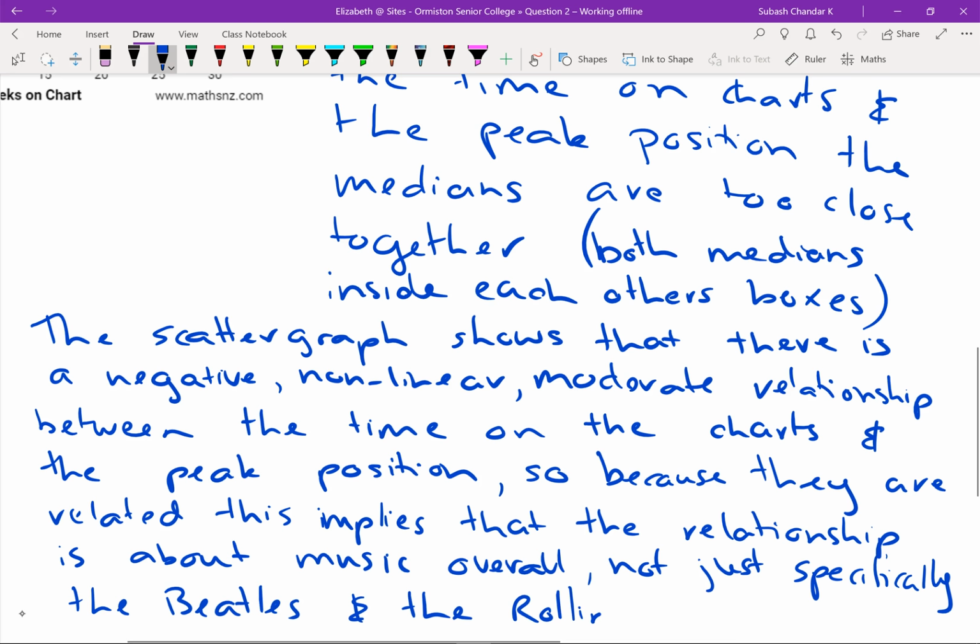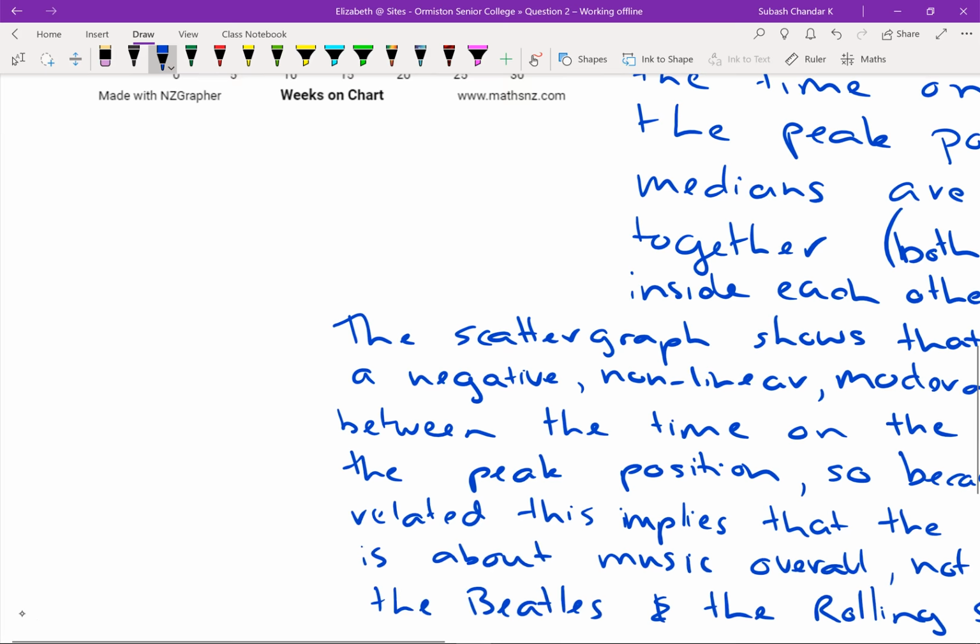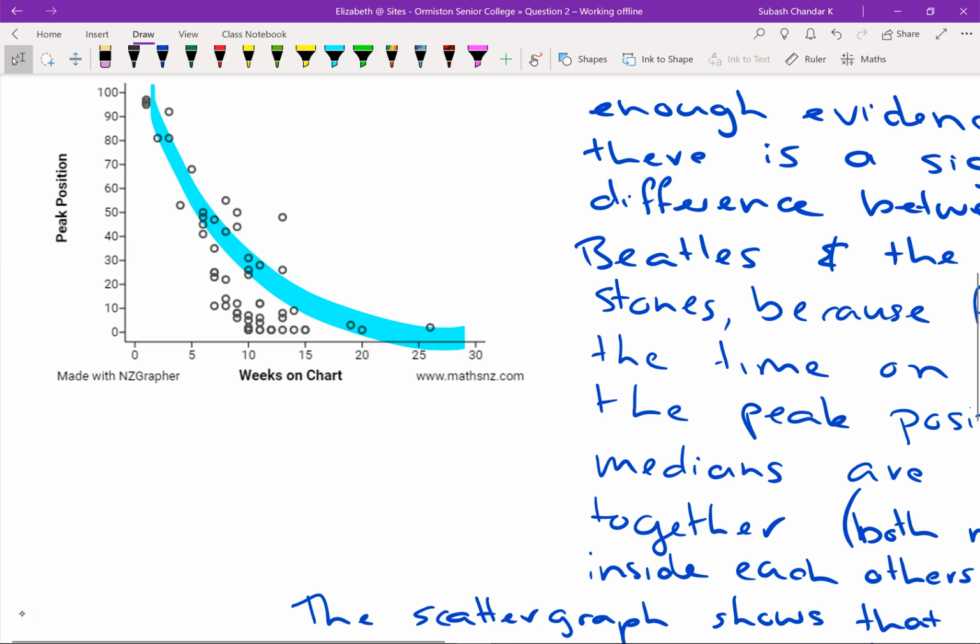Okay. Now that comment also, because I'm taking the step back out into the bigger picture of this data, is essentially trying to tell the story. And that's one of the things that we want for that excellence, telling the story and saying, well, what is going on? All right. And so I would expect, if I took other groups, doesn't matter whether it's the Beatles, the Rolling Stones, I would still expect to get this kind of negative relationship for any brand of music. If I take all music, plot the time on the charts, plot the peak position, I would expect to see that similar relationship. Okay.